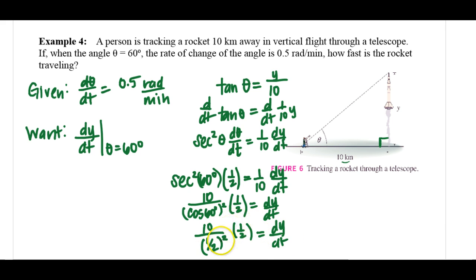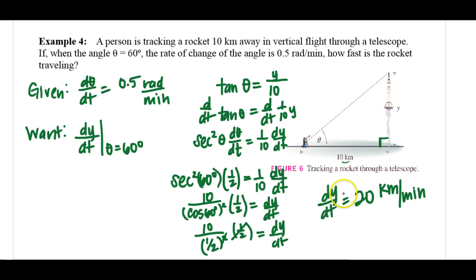So 1/2 squared times 1/2, so if I wanted to do this, one of the 1/2s will cancel, so it's like 10 divided by 1/2, which is like 10 times 2 over 1, so this quantity is 20. So dy/dt equals 20, and my units are going to have to be kilometers per minute. So if I think about how fast the rocket's traveling, my units of distance were in kilometers, so I wouldn't want my answer to be in radians. Radians is a measurement of an angle, not of a distance. So my distance is going to have to be kilometers per minute.